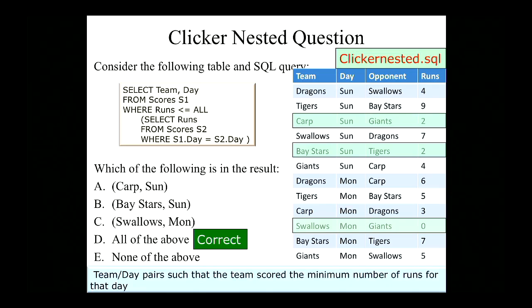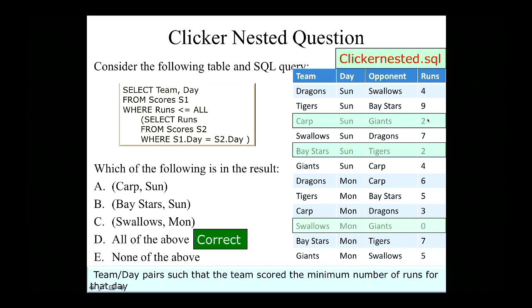Okay, just another clarification on this. How does this work? This is a correlated query, so you're going to go through each line. The first line is going to be this. You're going to check whether the runs in this line, which is 4, is smaller or equal to all of this, where it looks at all the days where the day is similar, so all the Sundays. Whenever it's a Sunday, it looks at the number of runs: that's 9, that's 2, that's 2, that's 4.